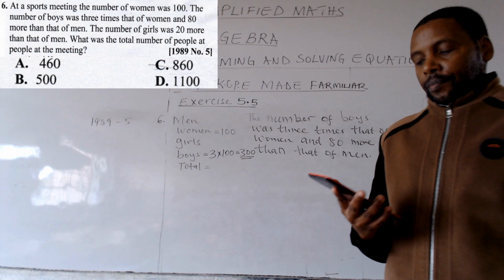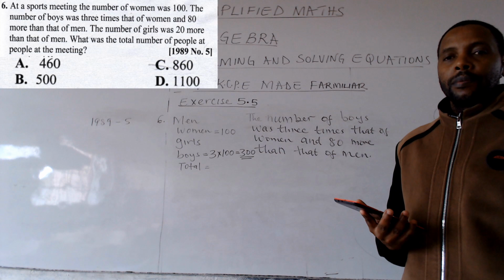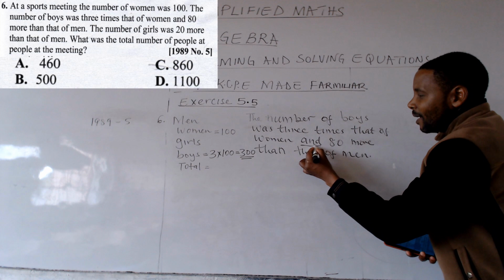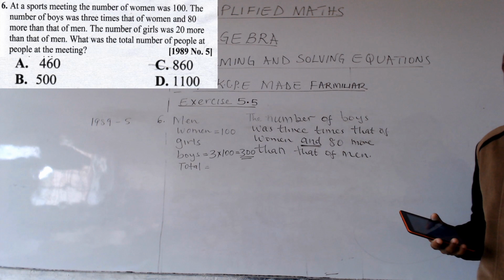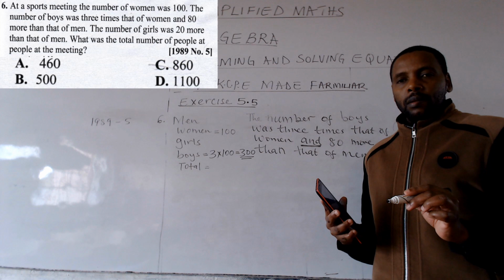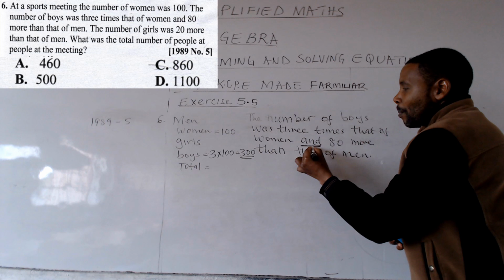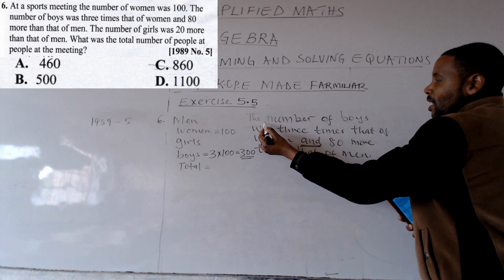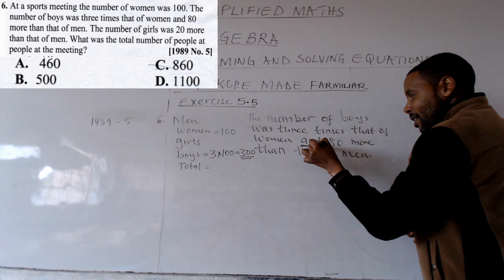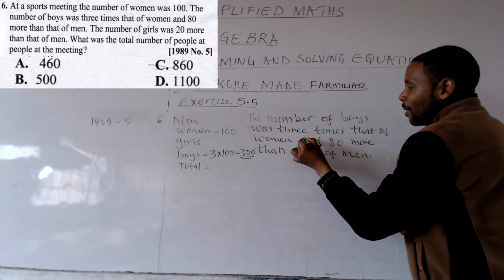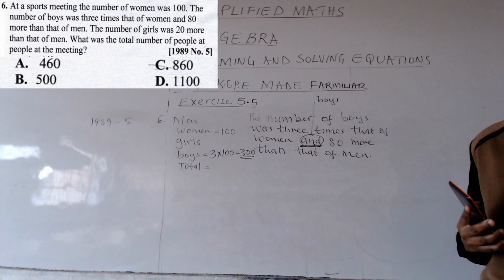The sentence continues, and I've written it here for a reason. The number of boys was 3 times that of women, and I just want you to look at this word, "and 80 more than that of men." This "and," which is a conjunction, is replacing the number of boys. It should be replaced with boys. It's avoiding repeating the number of boys. So it is the number of boys who are 3 times of women, and again, the boys are 80 more than men. So "and" is referring to the number of boys.